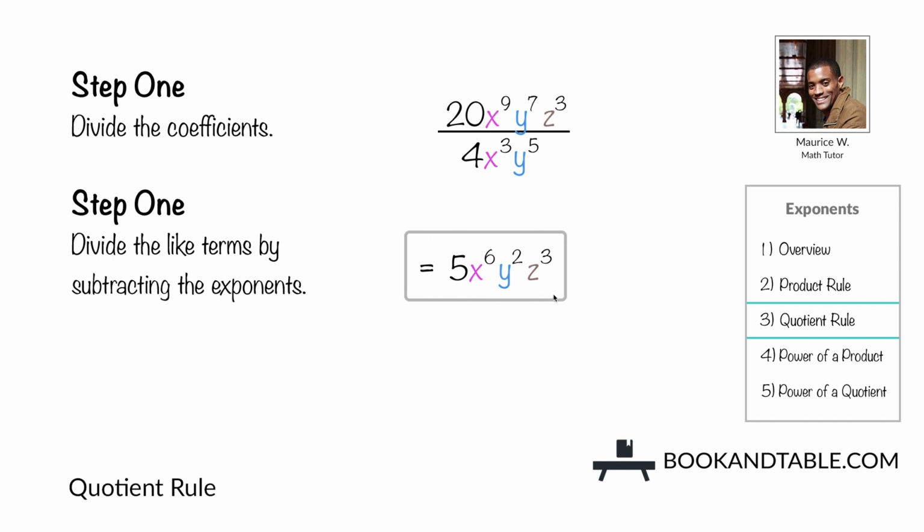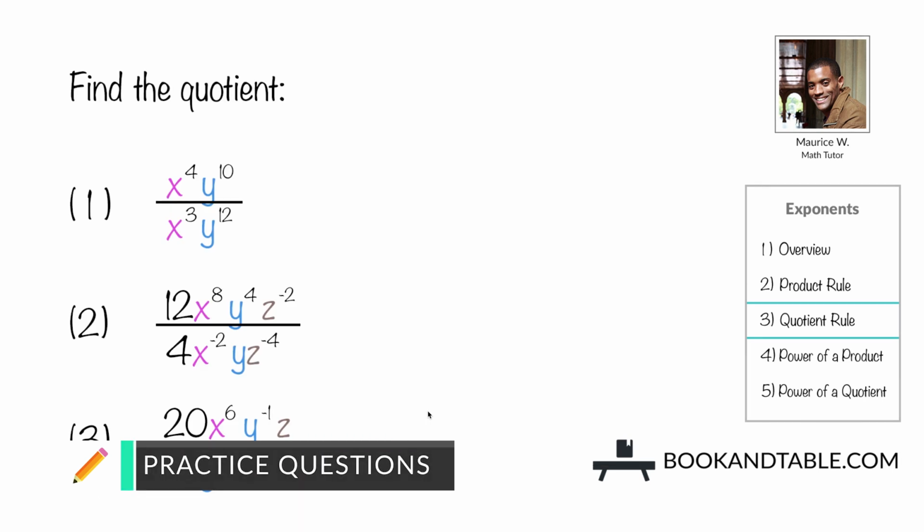So to utilize the quotient rule, when you are dividing monomials, you divide the coefficients and then you divide only the like terms. Let's have you do a few practice questions.